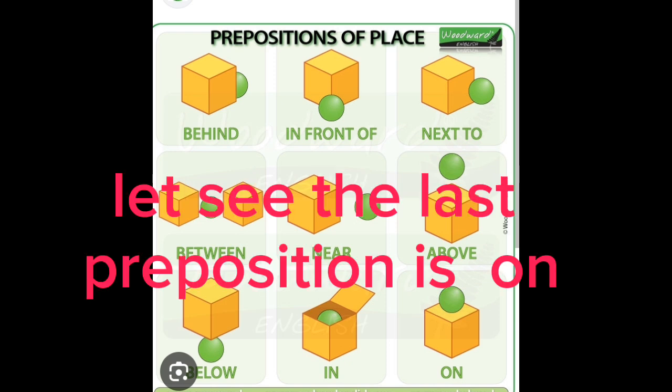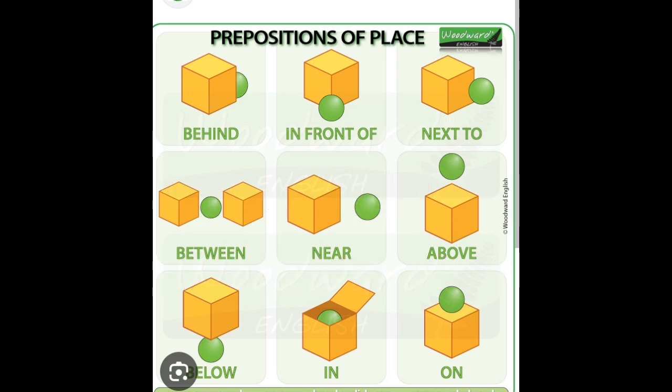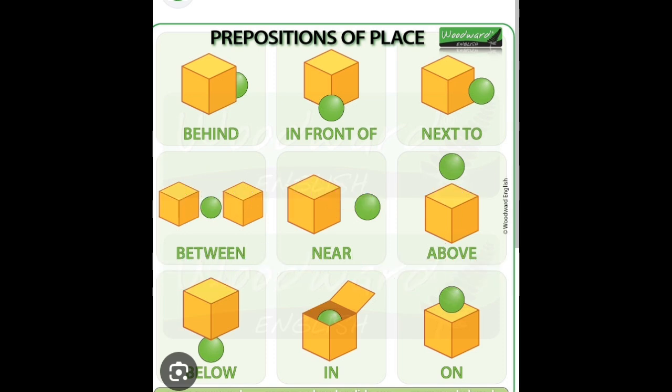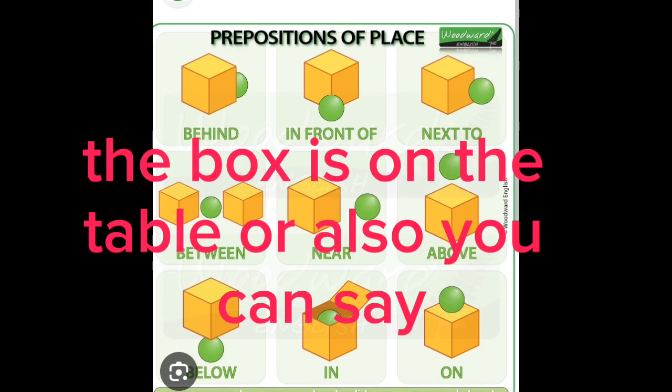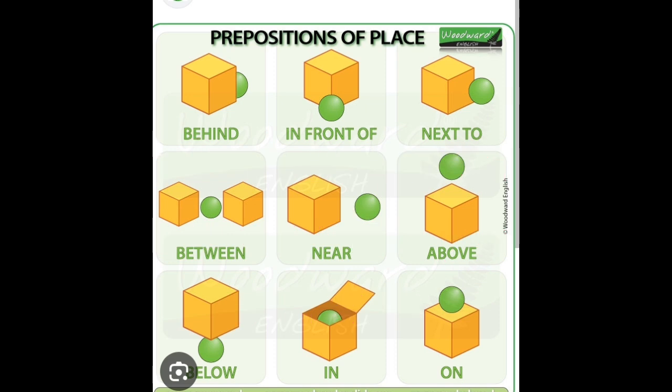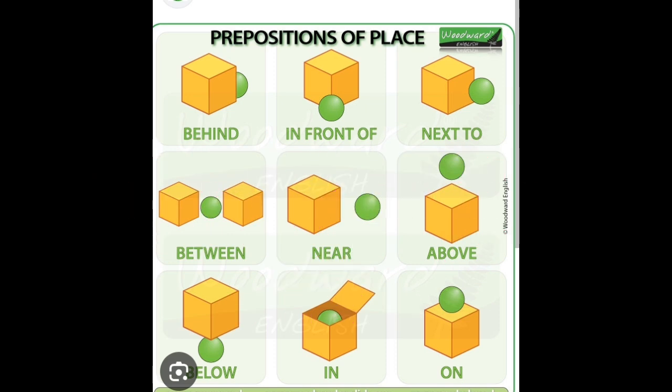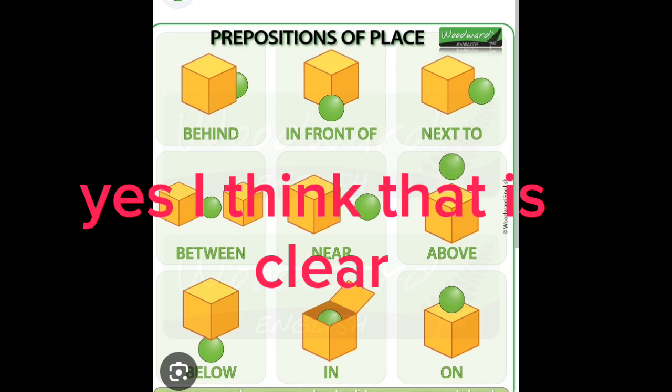Let's see the last preposition, on. The preposition on is used for a surface. The box is on the table, or also you can say the ball is on the box. Yes, I think that is clear.